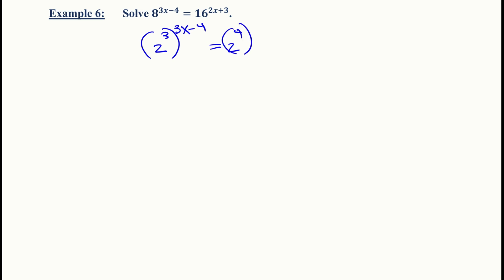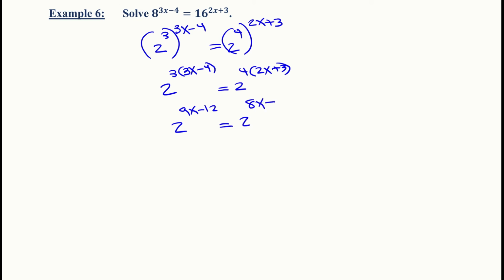And of course, we need to raise that to the power of 2x plus 3. All we did was replace 8 with 2 cubed and 16 with 2 to the 4. All right, so we get 2 to the power of 3 times 3x minus 4 equals 2 to the power of 4 times 2x plus 3. So we get 2 to the power of 9x minus 12 equals 2 to the power of 8x plus 12.